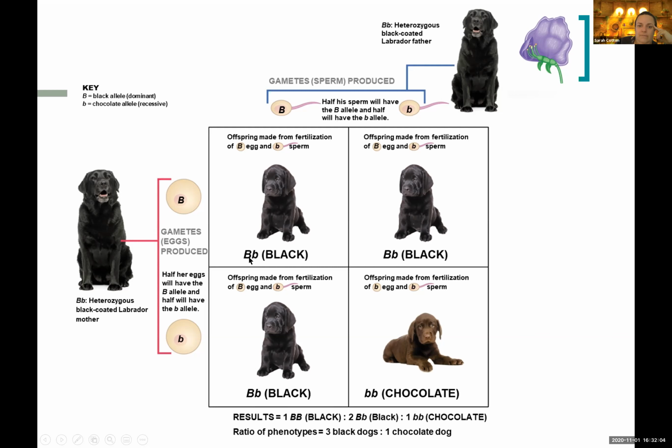So wait a minute. This is a mistake. I love it when I find errors. Okay, look at that. That's not right. We got a big B here and a big B there. So that puppy is homozygous dominant.